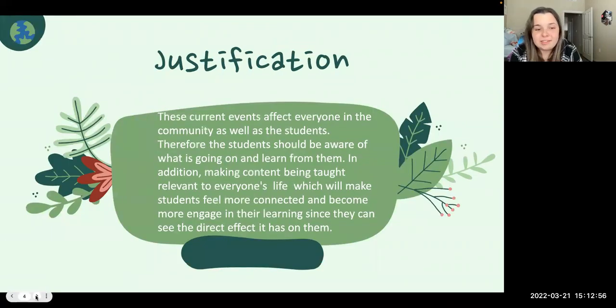With that, the justification for this is that current events affect everyone in the community, as well as our students. Therefore, our students should be aware of what's going on and learn from them. In addition to making content being taught relevant to everyone's life, which will make students feel more connected and become more engaged in their learning, since they can see the direct effect that it has on them.